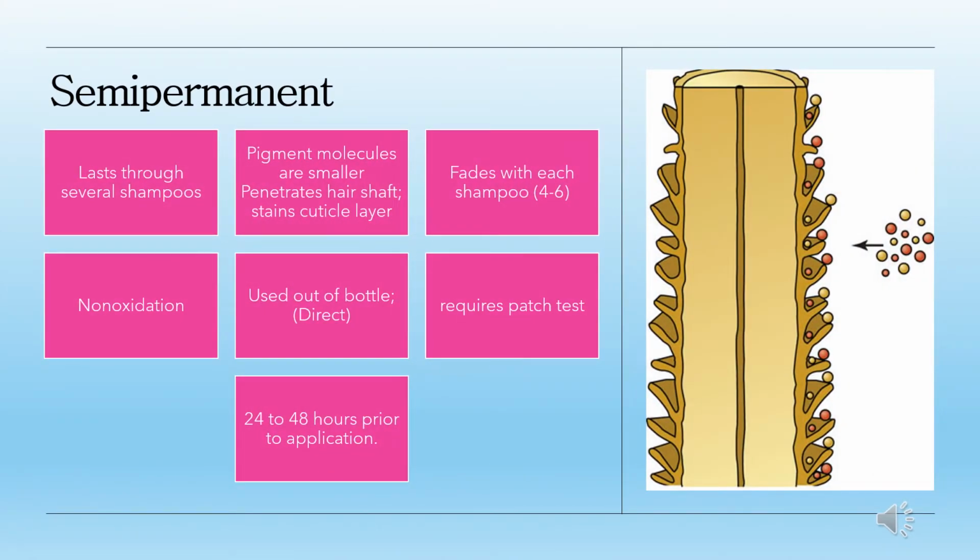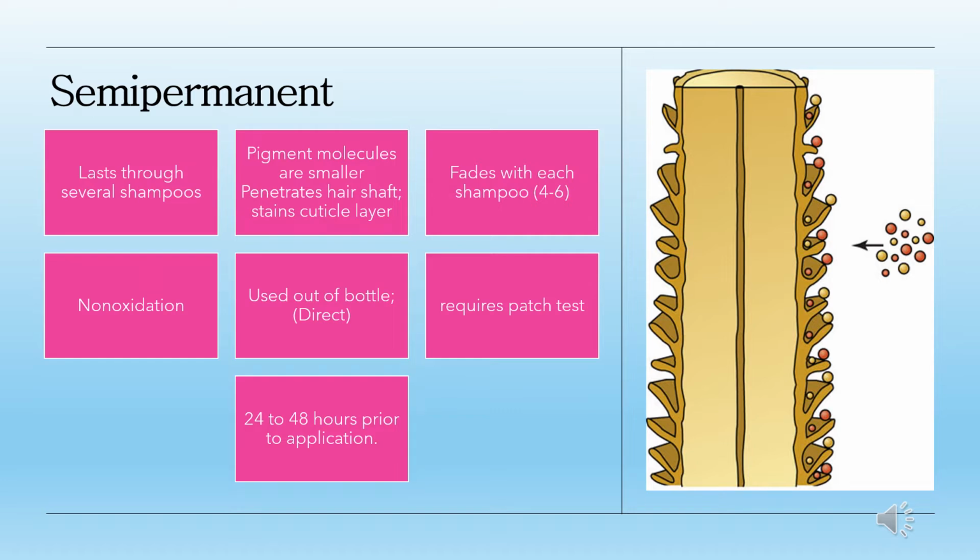Semi-permanent hair color lasts through several shampoos. It begins to fade within 4 to 6 shampoos. The pigment molecules are smaller. They penetrate the hair shaft and stain the cuticle. Remember, temporary hair color coats the cuticle. Semi-permanent hair color will stain the cuticle and penetrate through the hair shaft. It's also non-oxidative and it is considered a direct dye because you can use it directly out of the bottle.